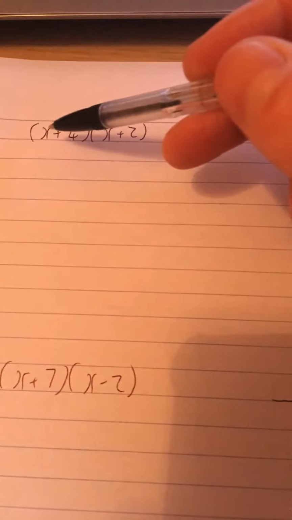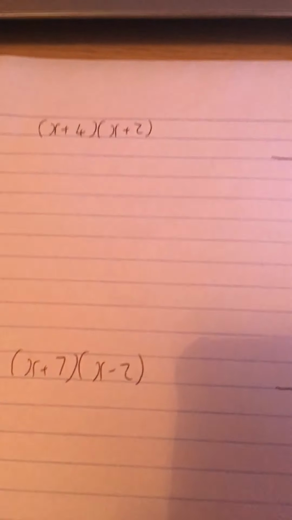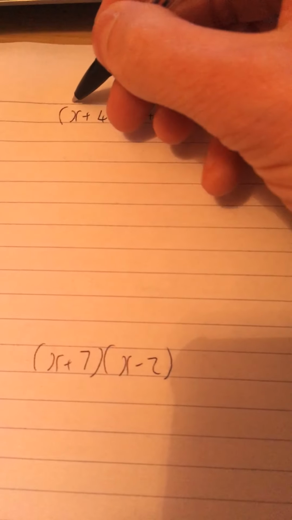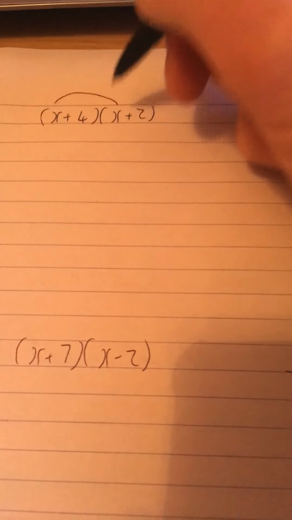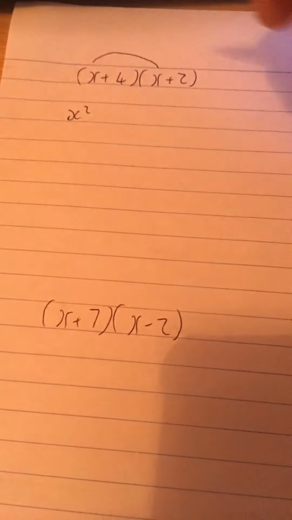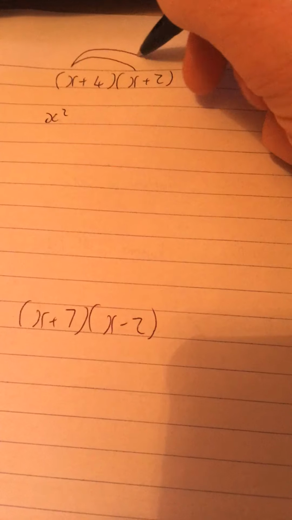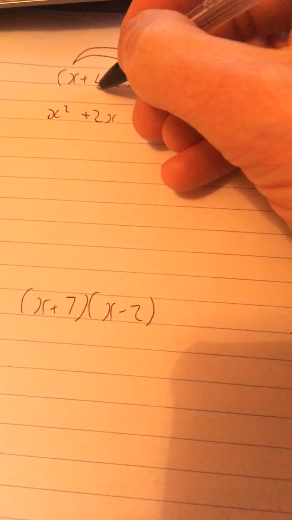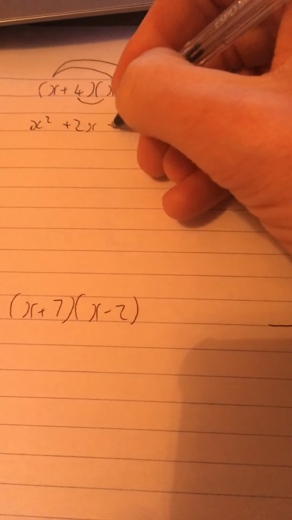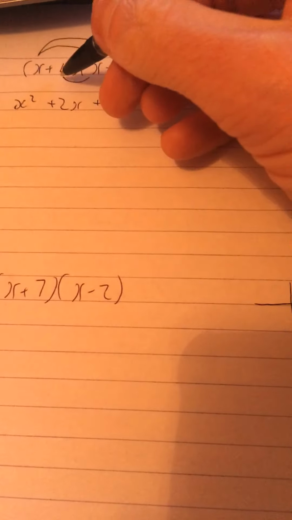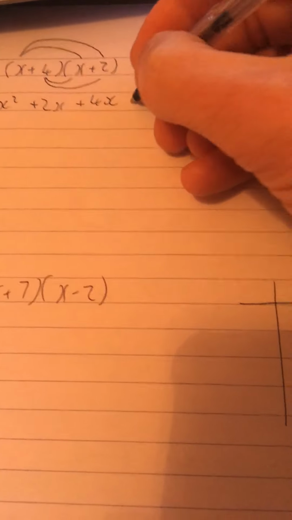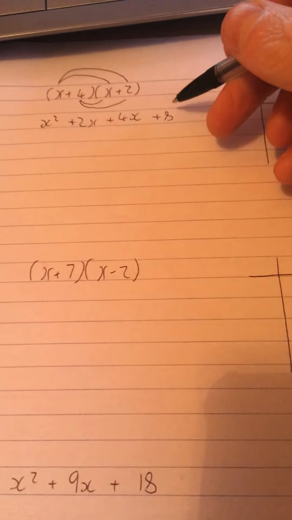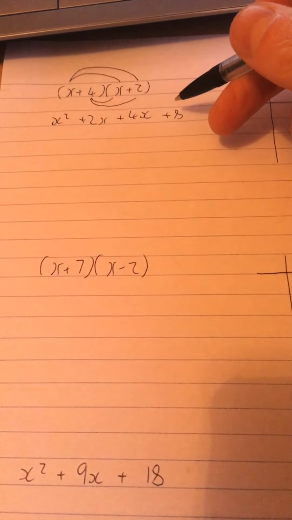Just to show you how we create a quadratic, if we got something like this, x plus 4 times by x plus 2, we're going to times everything together. So we're going to times the x by the x to get the x squared, and we're going to times the x by the 2. It gives me 2x. We're then going to times the 4 by x to get 4x, and we're going to multiply 4 by 2 to get 8. Don't put that as 6, put it as 8.